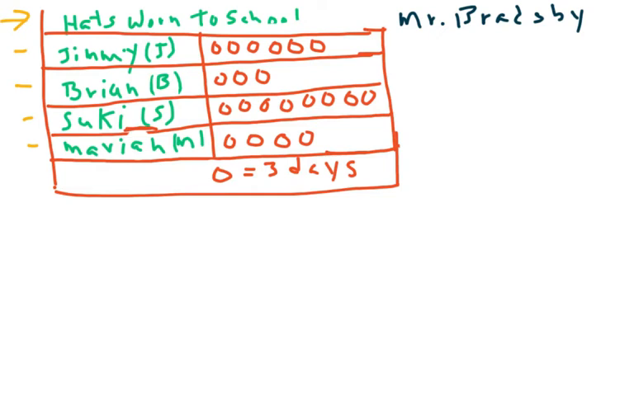Okay? These circles represent hats. So each circle represents a hat. But if you notice down here at the bottom, here is what a hat value is. And so here's the code saying that a hat is 3 days. So each hat represents 3 days that they wore a hat. Okay? So that's what this graph is all about.